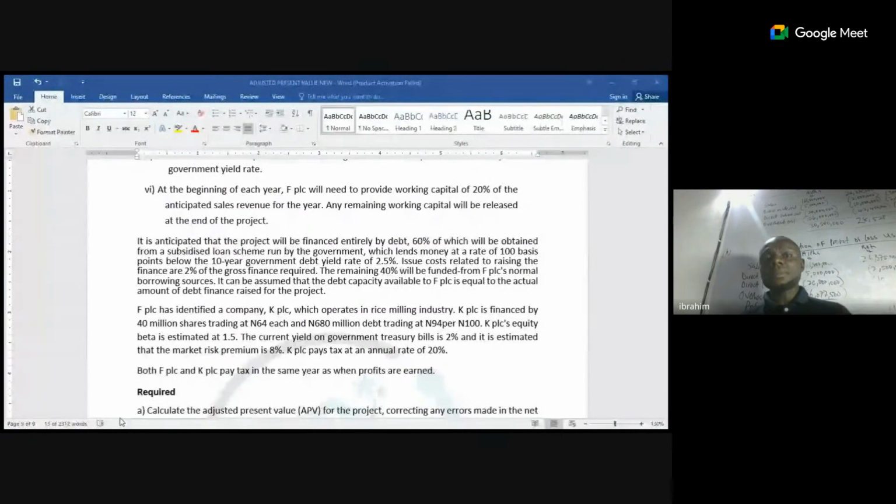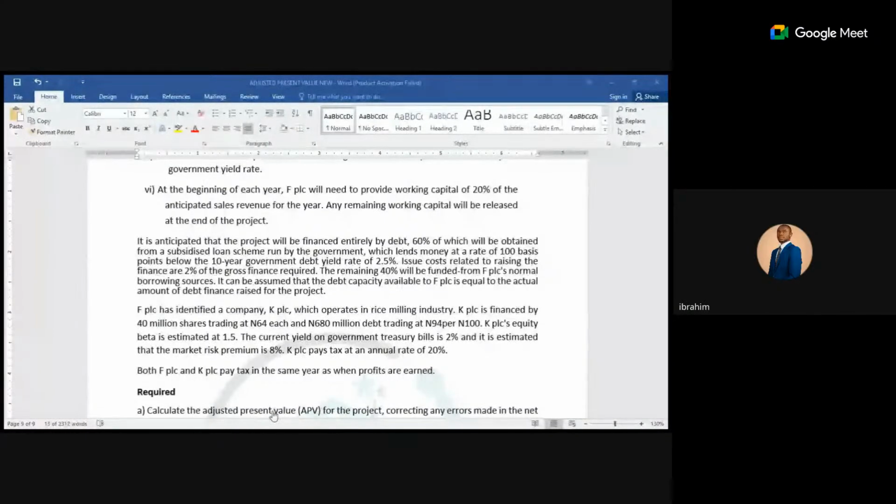Now, in this question, you should always pay attention to the PV of financing effect, because the examiner wants you to unlock something. But when you don't get the understanding of the PV of financing effect, you may miss it. And with that, it may actually reduce your mark.